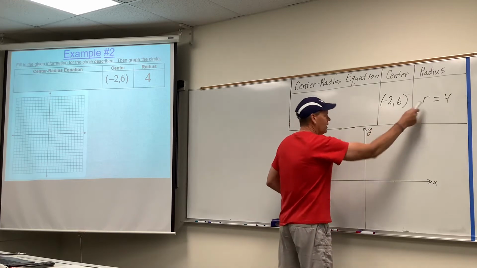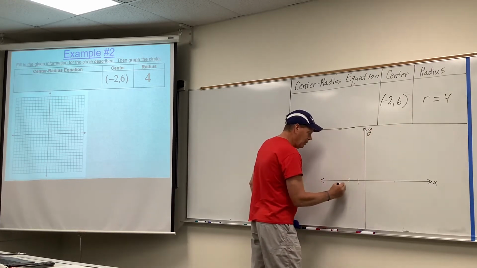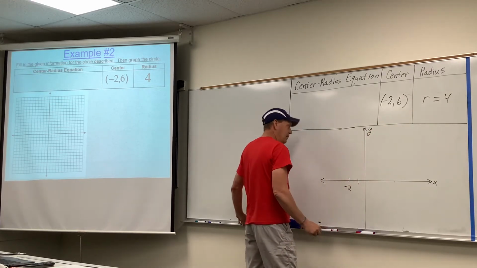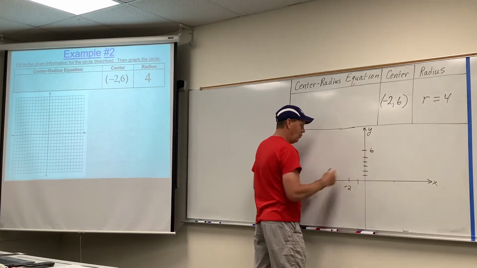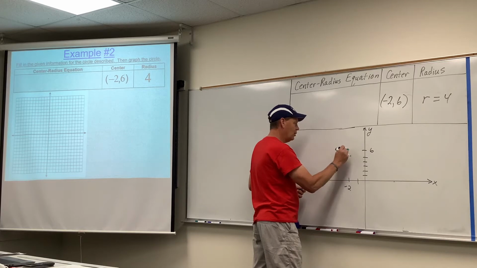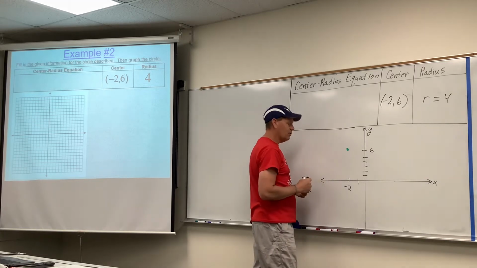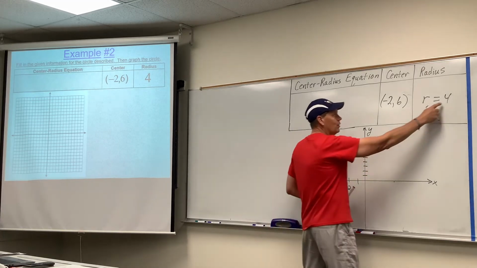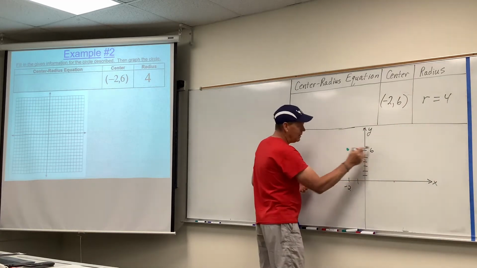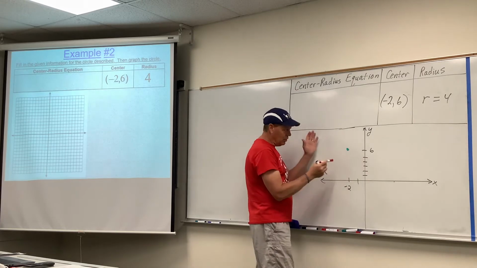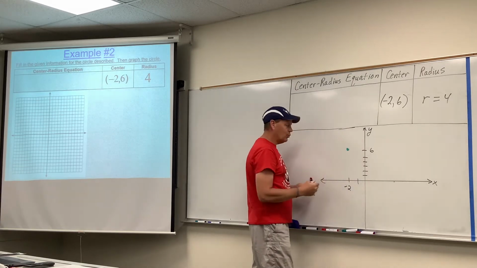If they give us the center and the radius, then we should be able to plot the circle, graph it. We go to -2 on the x, 6 on the y, plot that ordered pair there, right? That's in the middle of the circle. And then we'll travel 4 units in all directions. So I think to the left, to the right, up, down. I would do those north, south, east, west surrounding points.